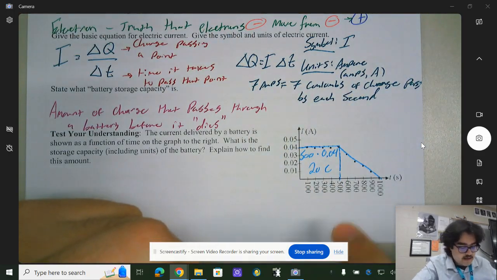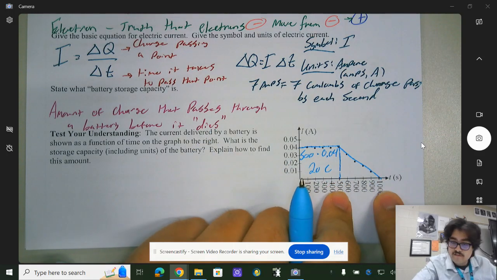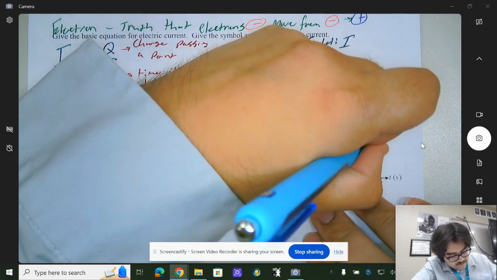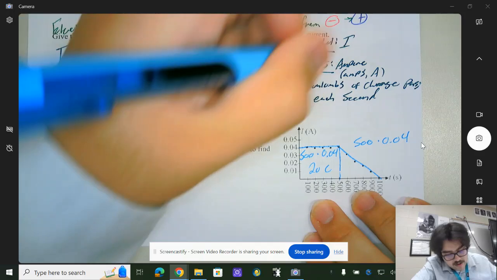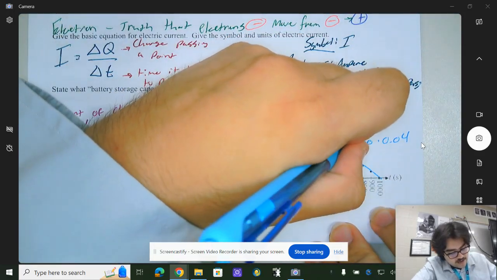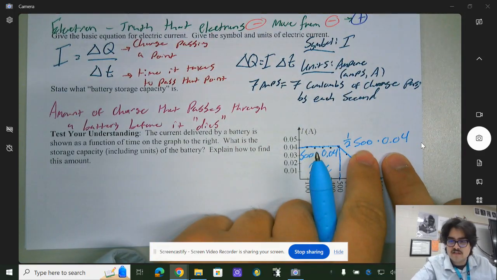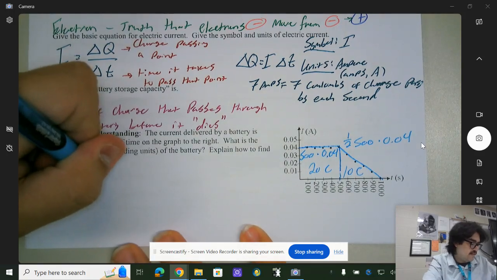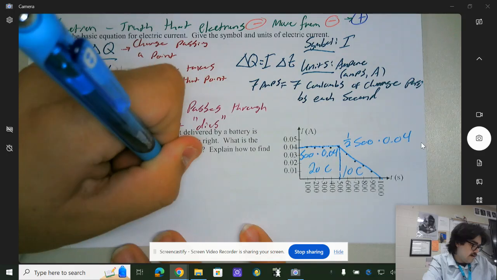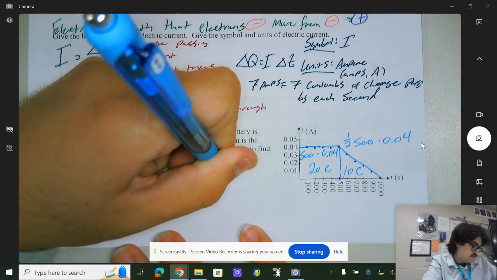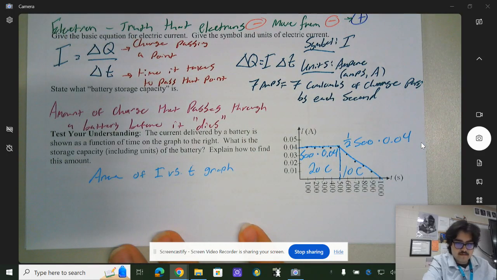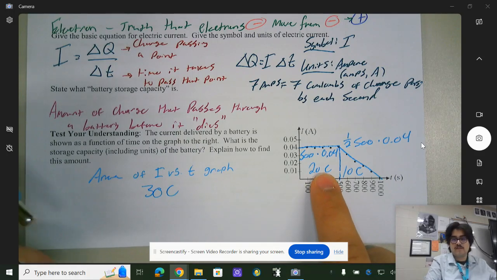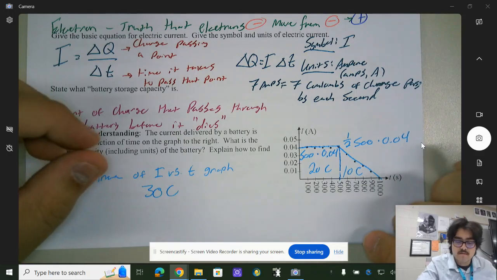In this triangle, the leg is 500 and the height is 0.04. Wait, we already did that, 500 times 0.04. There's one thing we're missing though, because it's a triangle. We need the 1/2 in front. We know that 500 times 0.04 is 20, so this is going to be 10 coulombs. So we can find it with the area of an I versus T graph. And that gives us 30 coulombs of charge total. 20 pass by in the first section. It's dying, dying, dying. 10 more pass through. All right.